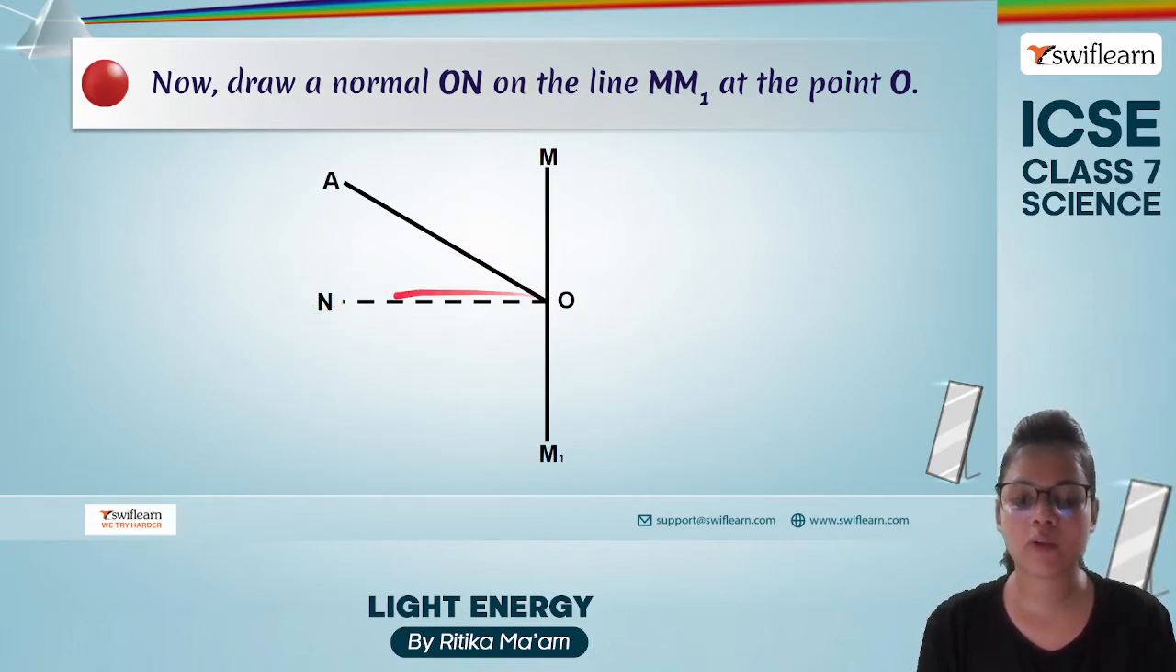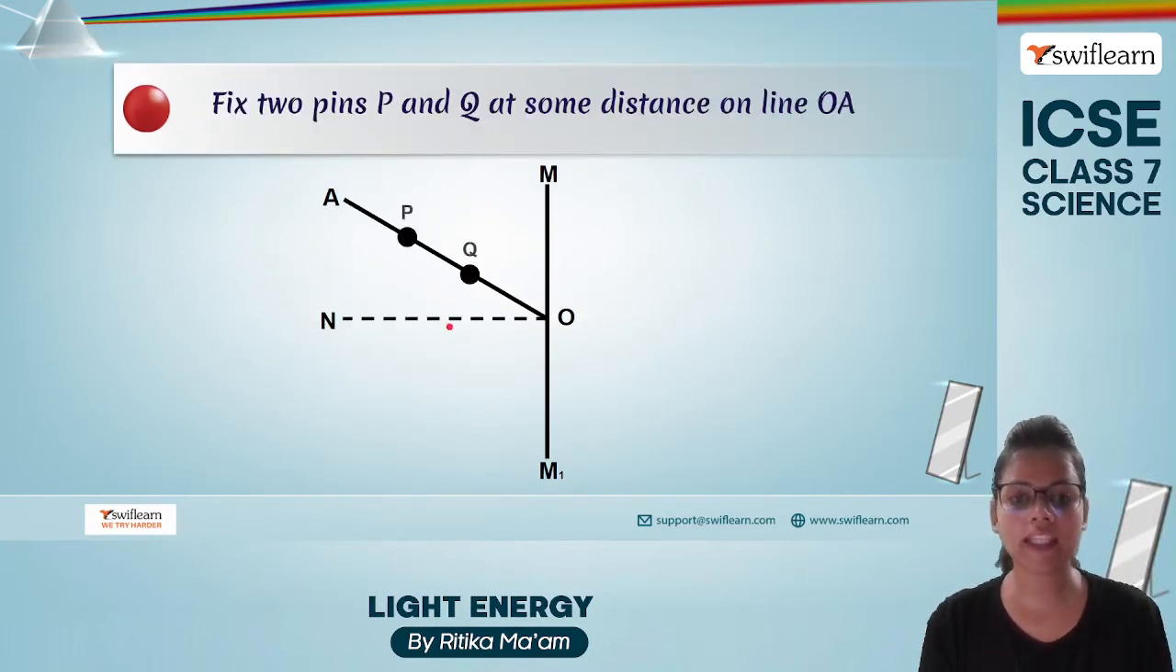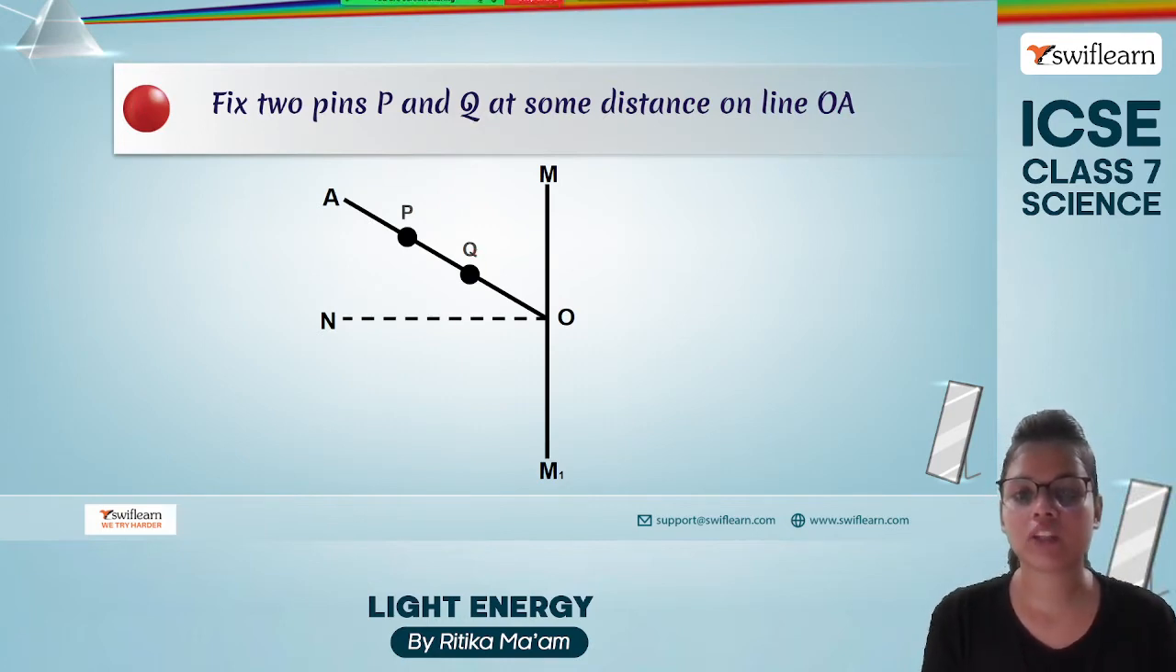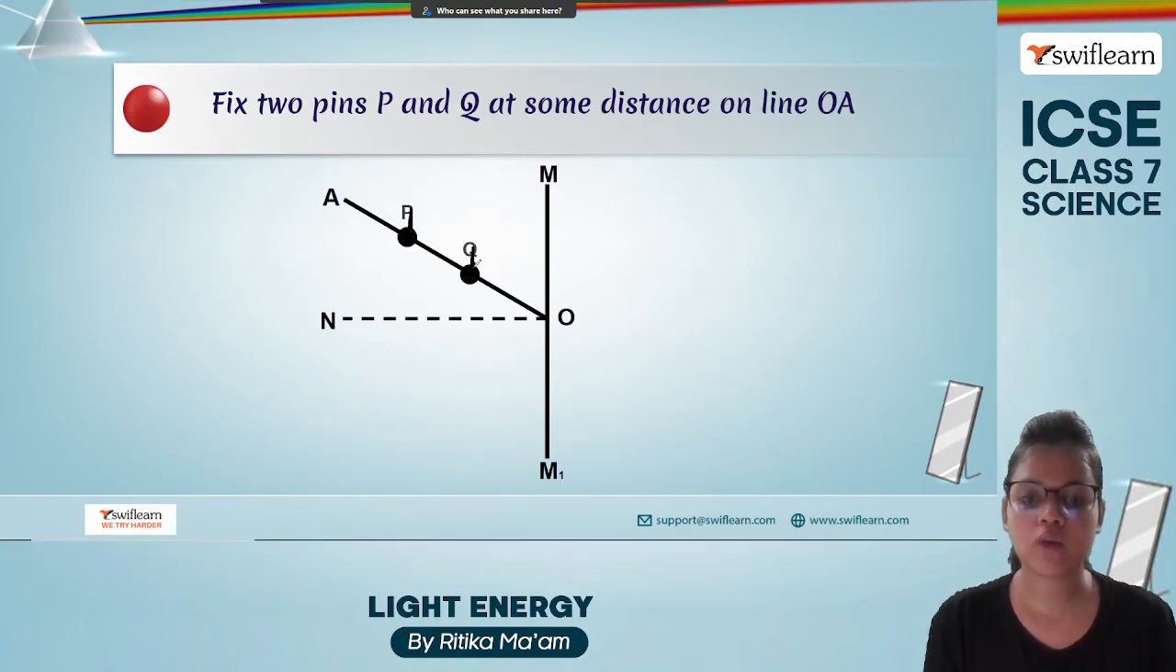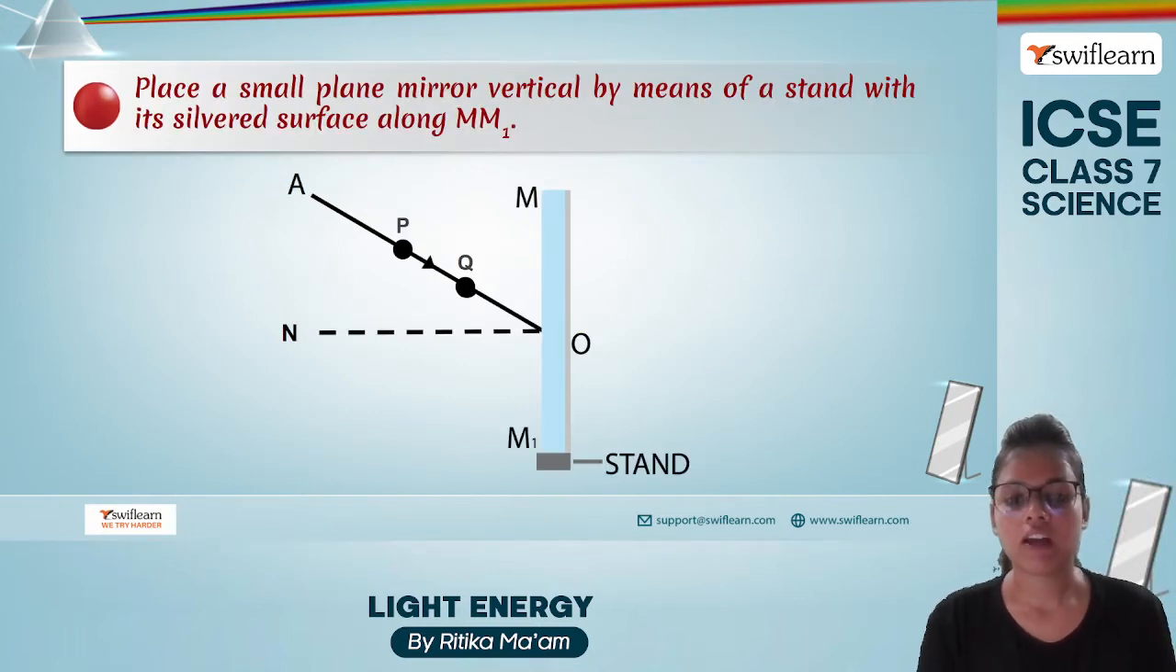So at this point we are expected to draw a line, and then we are going to fix 2 pins. Now on this line OA we will be fixing 2 pins which are P and Q. So it's very simple. Now what are we going to do?